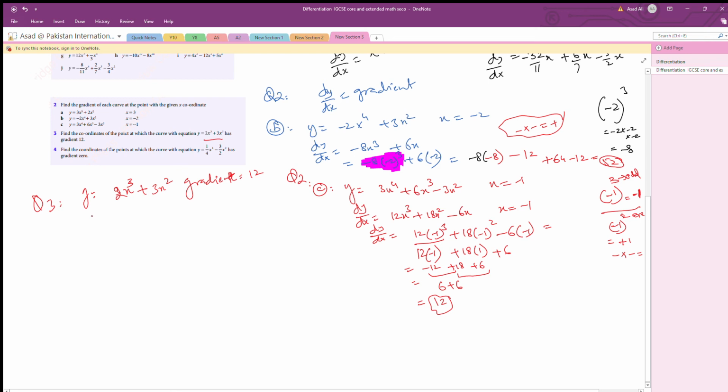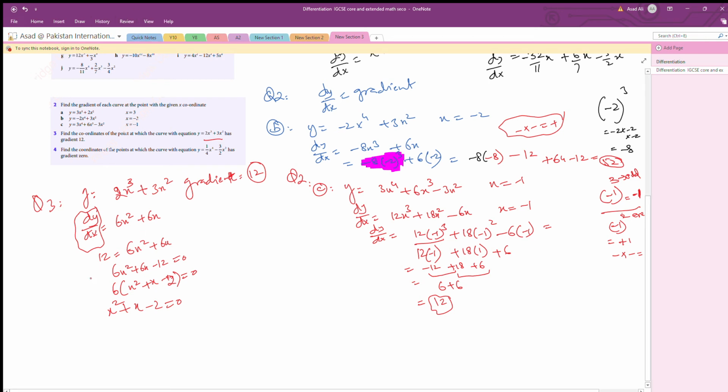Now gradient is dy dx, which is 6x square plus 6x. Now gradient is 12, so equate this to 12: 6x square plus 6x minus 12 equal to 0. Now you can take 6 common, or divide by 6 both sides, so it becomes x square plus x minus 2 equal to 0.